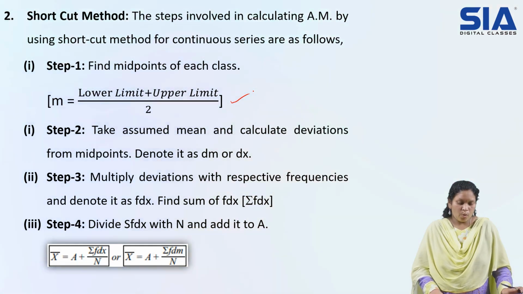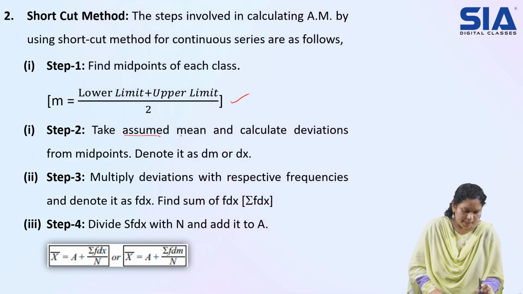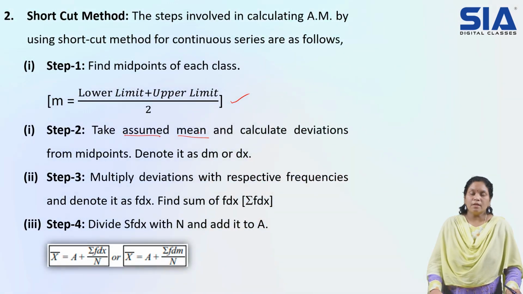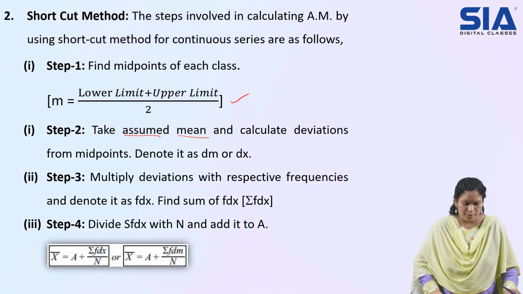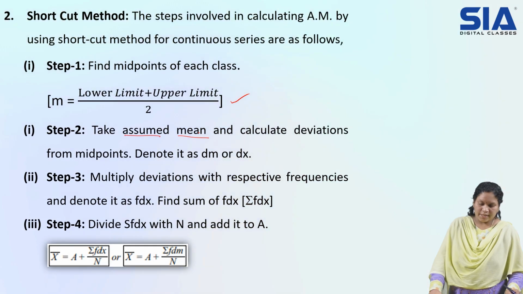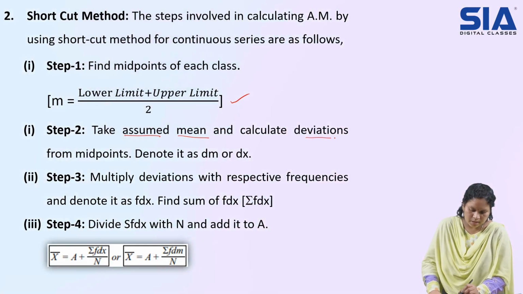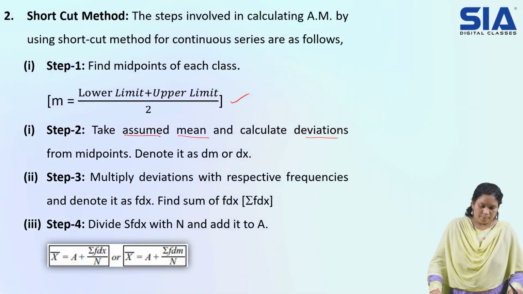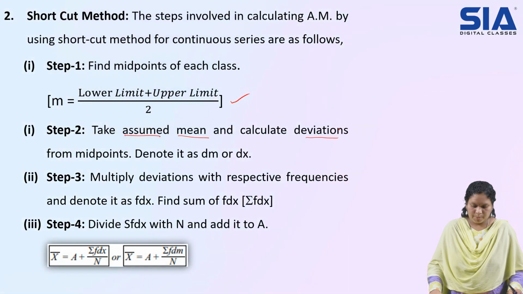So what you have to do is take the assumed mean. I'll explain in the coming example how to take the assumed mean, and then calculate deviations. Deviations also I'll explain in the next example. Now step 3: multiply the deviations with the respective frequencies and denote it as f dx. That is all we'll be doing now.